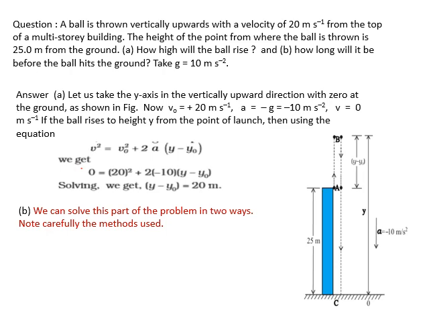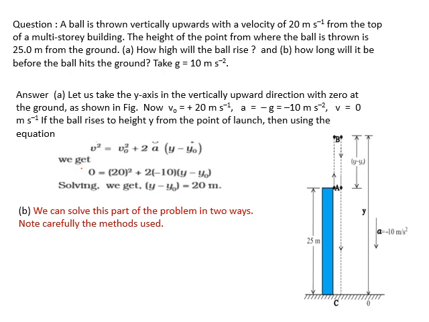We know v initially is 20, but the final velocity at the highest point will be 0. And let us suppose the ball rises to height y from the point of launch. Then that means I have the final velocity, I have initial velocity, and I have the displacement. So I will use v square minus u square equals 2as, and by putting all the values in this one, you will get y minus y naught equals 20 meter.